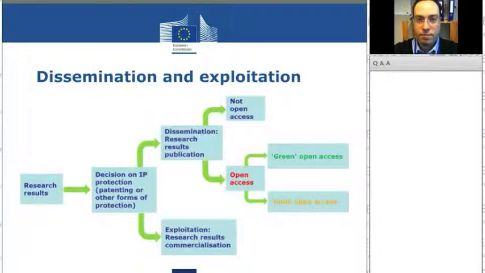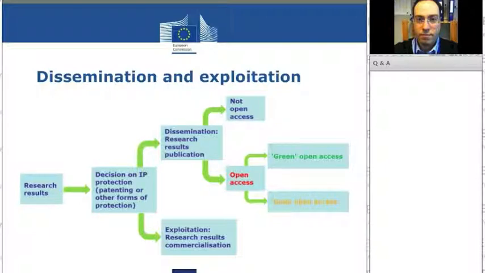So this graphic illustrates that you have your research results, and then you decide, do I want to go for an IP protection, which can be a patent or can be another form of protection. And if you do so, that's fine with us. I mean, commercial exploitation is something that the Commission actively encourages. We only say, well, if you don't go for IP protection and you go for a publication instead, then you should do it open access. So it's a complementary way of disseminating your findings. It's not something that we see in conflict.